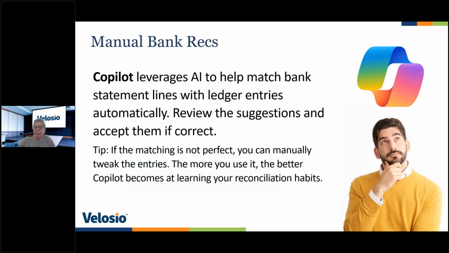Now let's talk about Copilot. This is where things get really exciting and it's a game changer. Copilot uses AI to automatically match your bank statement lines with your ledger entry lines. As it learns from your actions, it gets better over time. So for those using manual recs, imagine cutting down that process from hours to minutes. In the next slide, I'm going to show you a little video just to give you a glimpse of how it works.